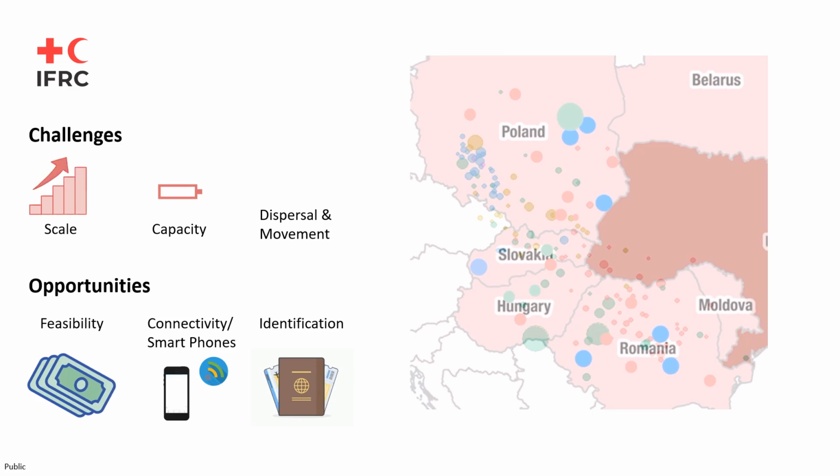We also have to remember these were Polish volunteers, Slovakian volunteers, Hungarian volunteers. They were all speaking their national language, which was already going to be a natural barrier to people who were coming out speaking Ukrainian and Russian.